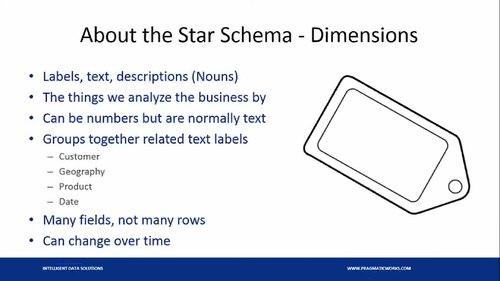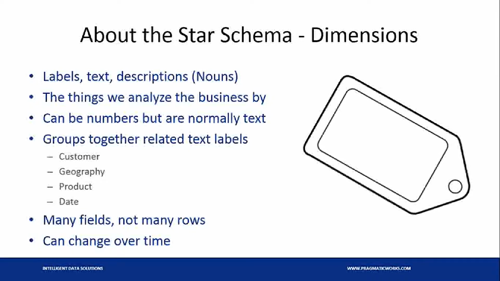In the star schema, we have dimensions and facts. That's what I mentioned. It's a fact table in the center surrounded by dimensions. Let's talk about what each of those things means. Dimensions are labels, they're text. I think of them as the nouns in this process. So there's person, place, or thing that my business cares about. It's stuff that we analyze the business by. If you ever hear someone say, I want to see sales by product, product is the dimension.